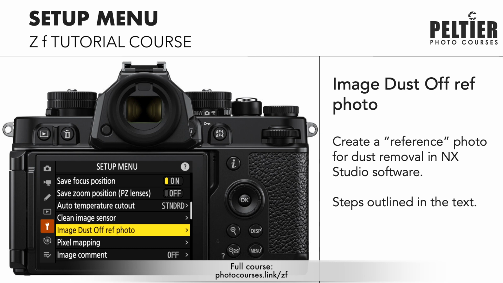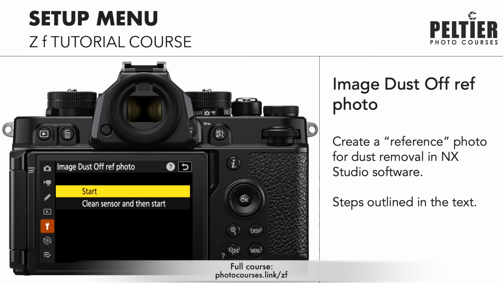If you ever notice any dust spots on your sensor, instead of having to go through and try to remove all of those manually with whatever post-processing program that you're using, you can create a dust mask here. And the instructions for doing that are outlined in the text. There is a little bit of work involved, and you have to use the Nikon NX Studio software to do that. And just note that the mask that you will create here is only for the sensor itself, not necessarily your lenses.